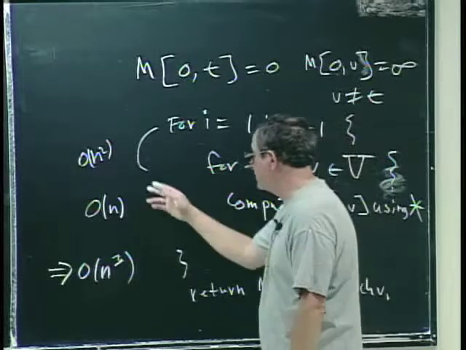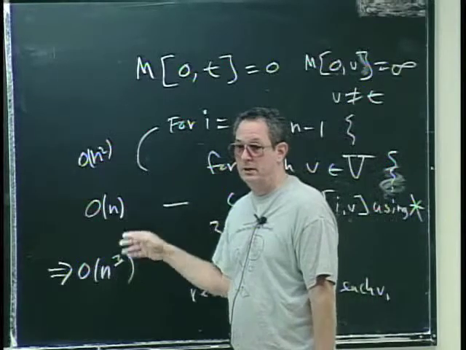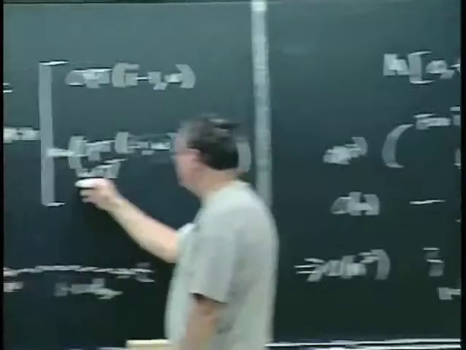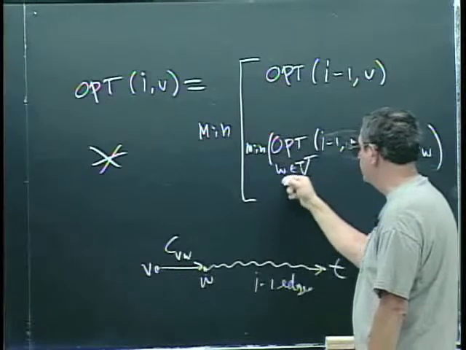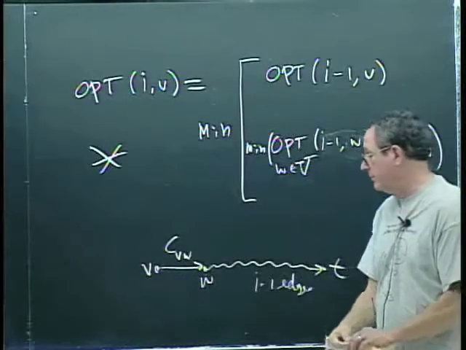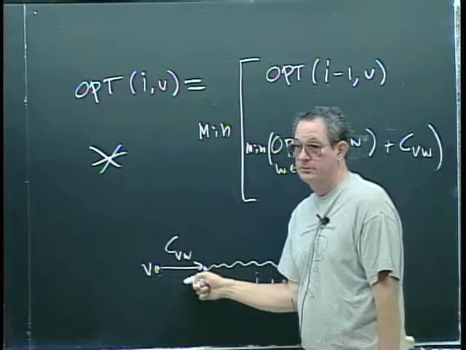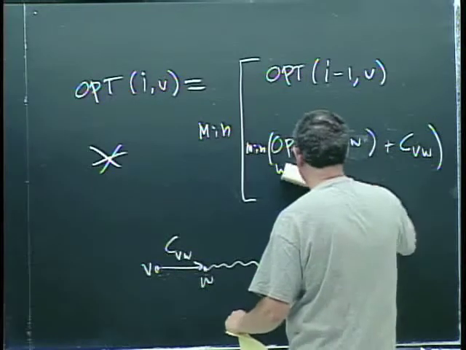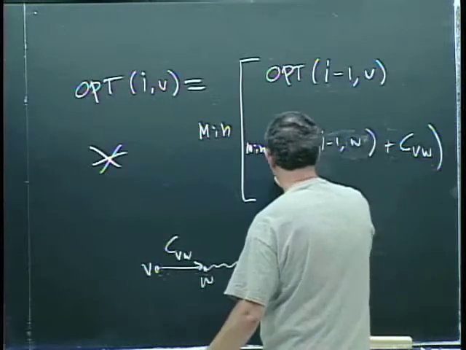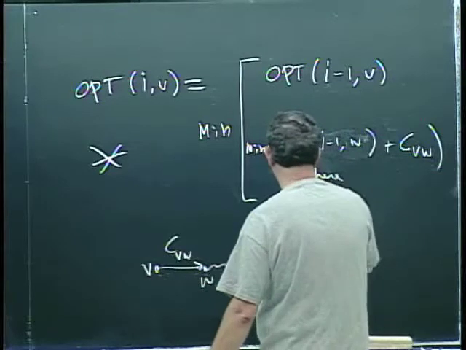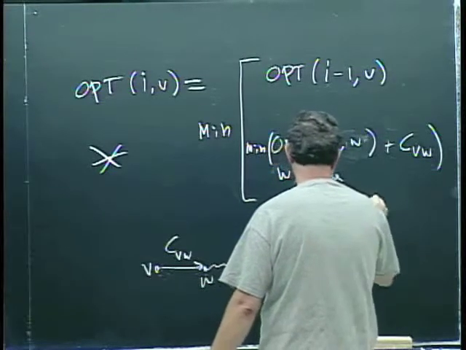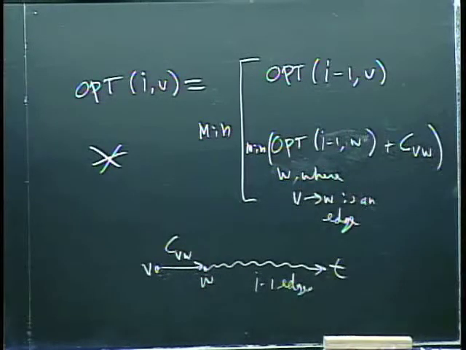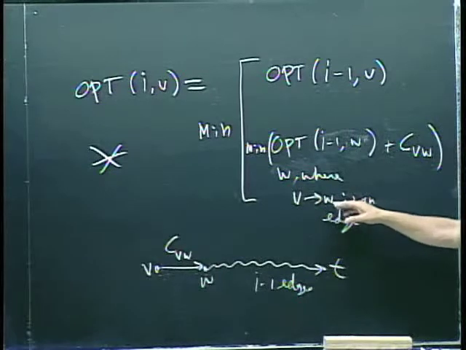Now we can actually reduce the running time somewhat. One of the improvements we can make over here: instead of saying we're going to optimize over every w in the vertex set, the only w's that are really relevant are the ones that are neighbors of v. Okay, so we could specialize that a little bit. Optimize over w where v to w is an edge.